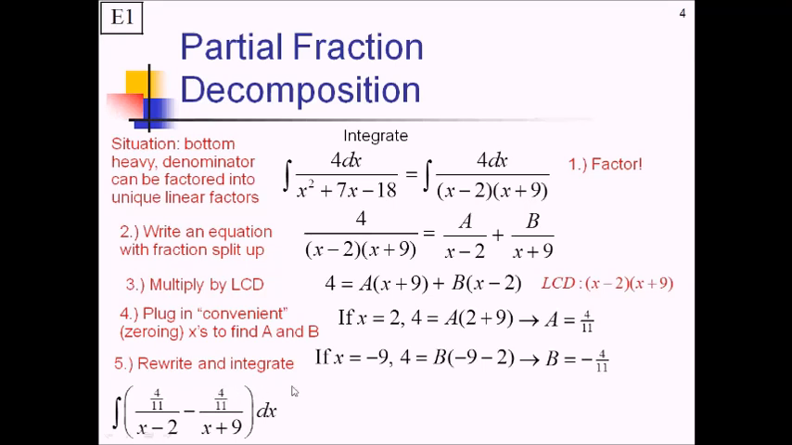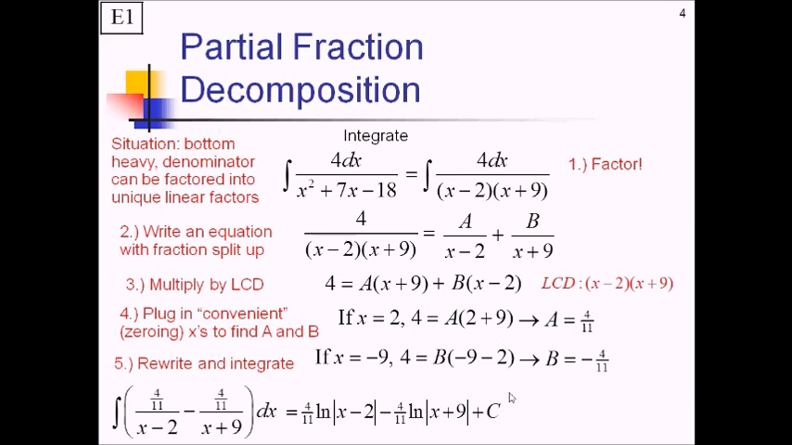So now going through and integrating, we can use ln for both of these cases. I'm going to have 4/11 times ln of absolute value of x minus 2, and then I'll have minus 4/11 ln absolute value of x plus 9. And of course, don't forget your plus c. This is one possible answer.